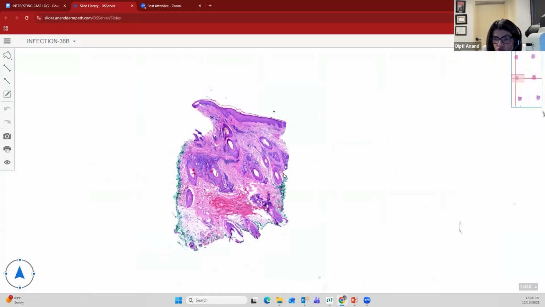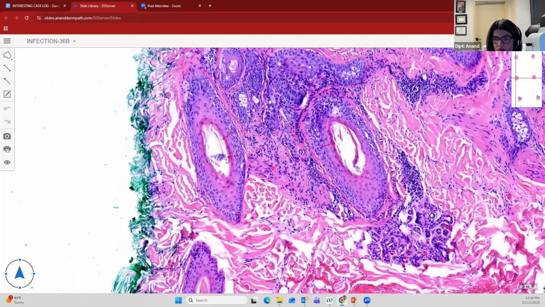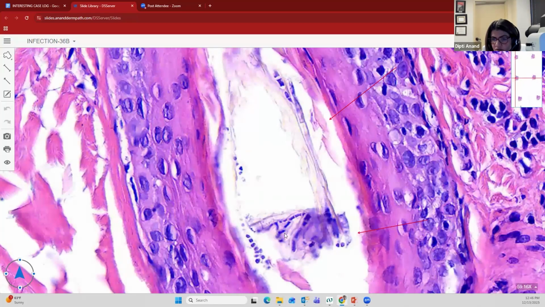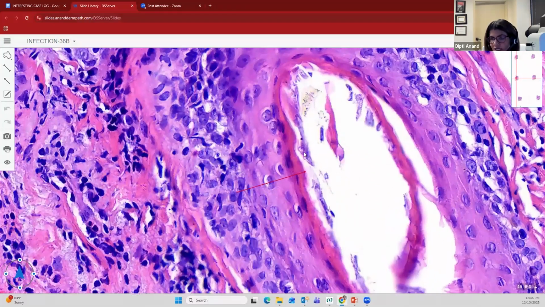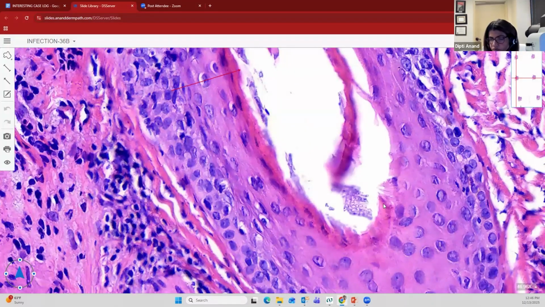So again, this was more of tinea capitis, but it was again the same. You can see the beautiful fungus in there, in the hair shaft. This one is a little bit more subtle, but these are all fungus in the hair shaft.